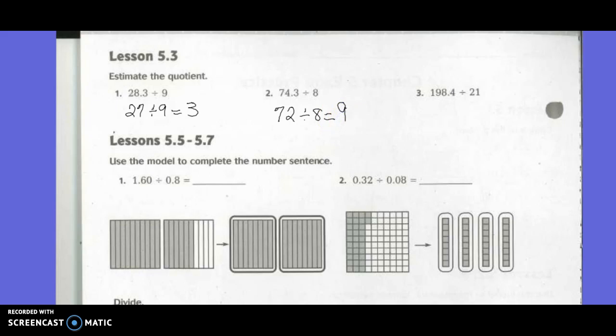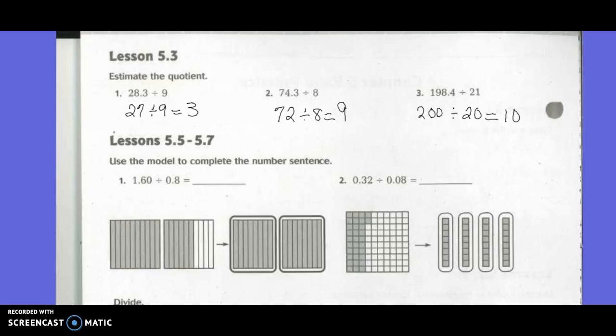Now, in this one, we're going to change both numbers. So let's make our divisor what? 20. Our divisor. We'll make our dividend 200. How many 20s in 200? 10. Right?